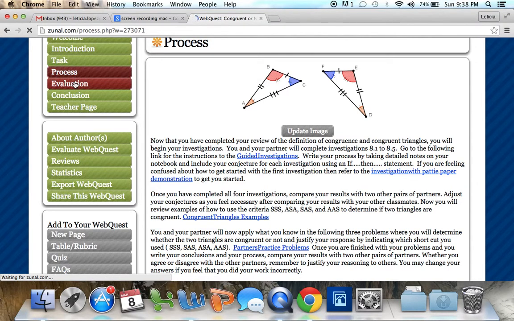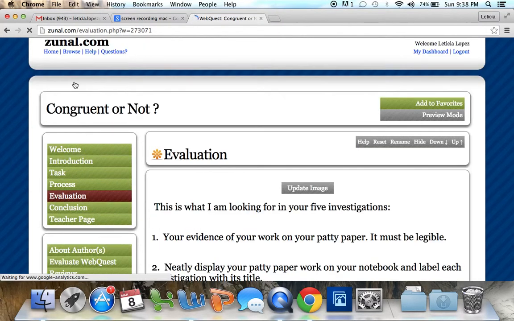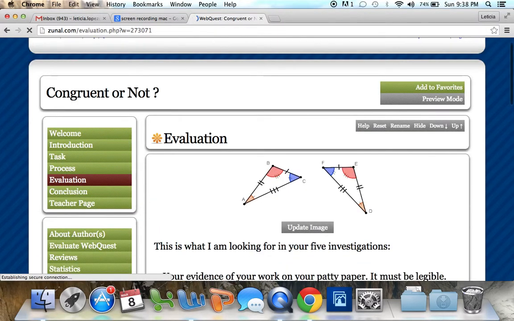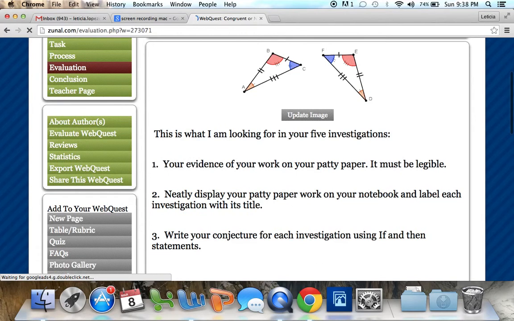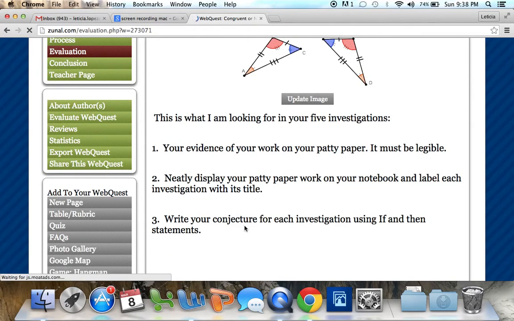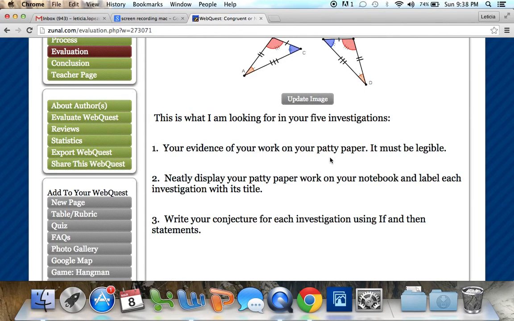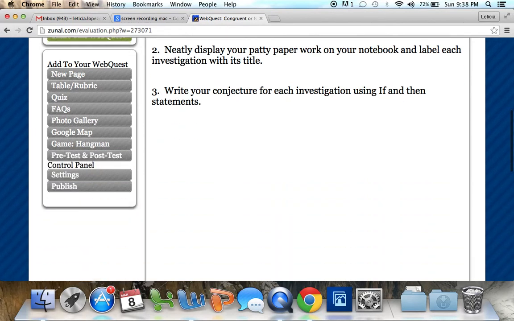And let me explain to you how you will be evaluated, what exactly I am looking for. I'm looking for evidence of your patty paper work in your notebook. It must be legible. It must be neatly displayed in your notebook, with the labels of your investigation and its title. You must correctly write your conjectures using if-then statements.